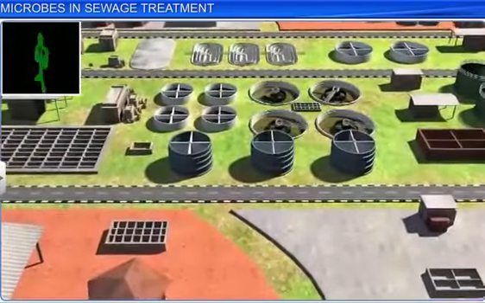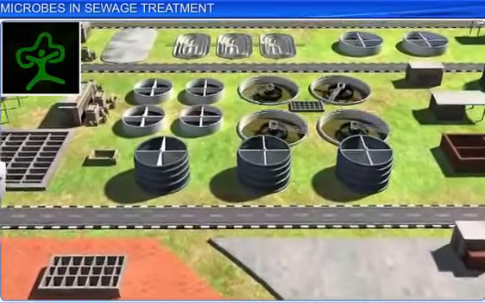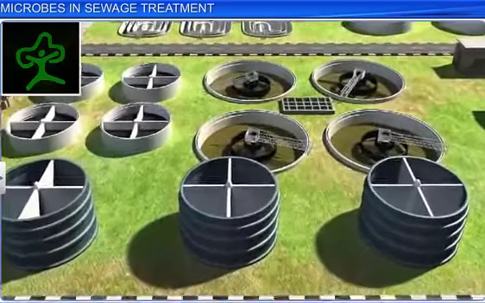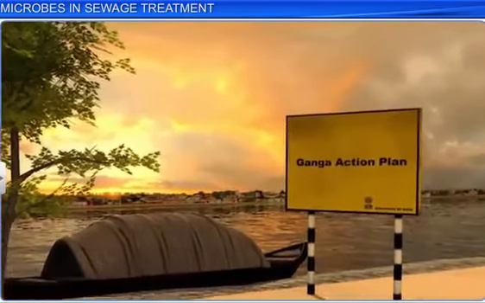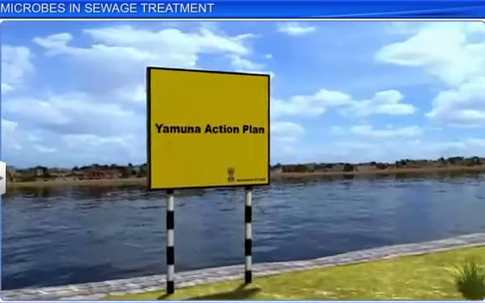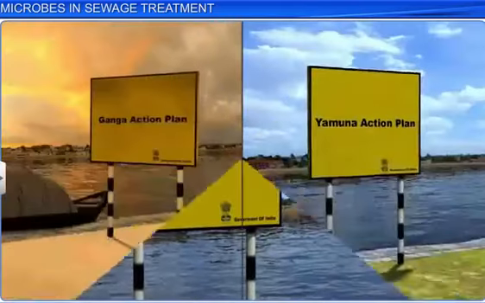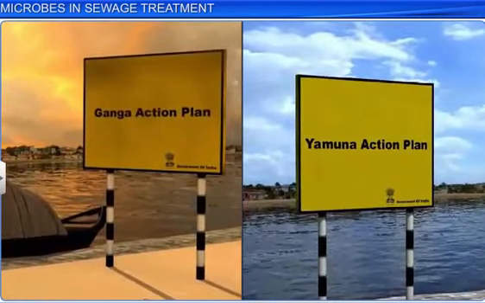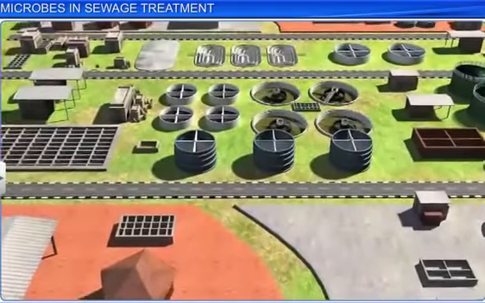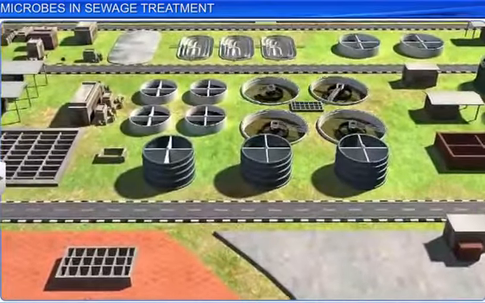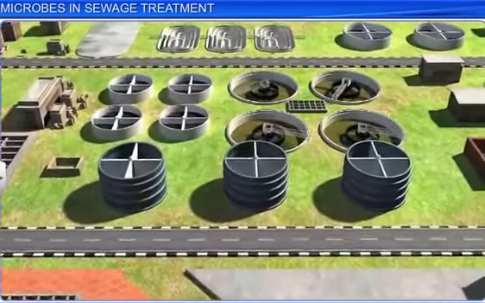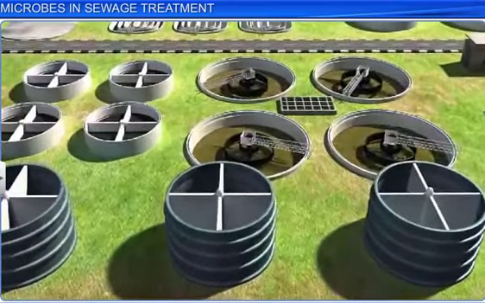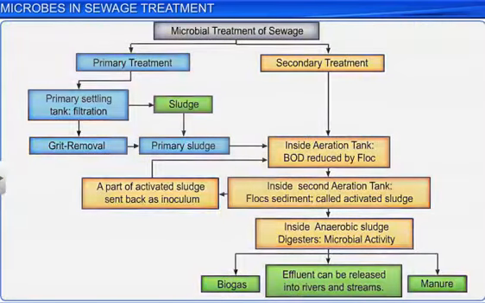That is why the Ministry of Environment and Forests has produced the construction of a large number of sewage treatment plants under the Ganga Action Plan and Yamuna Action Plan to save major rivers like the Ganga and Yamuna. In India, microbes are already treating gallons of wastewater inside several sewage plants around the country every day. Let's take a look at how microbes help in sewage treatment.